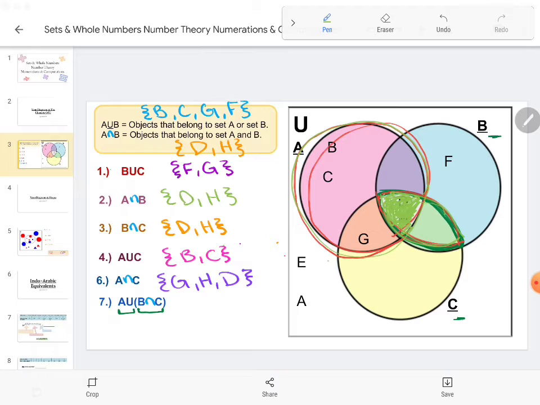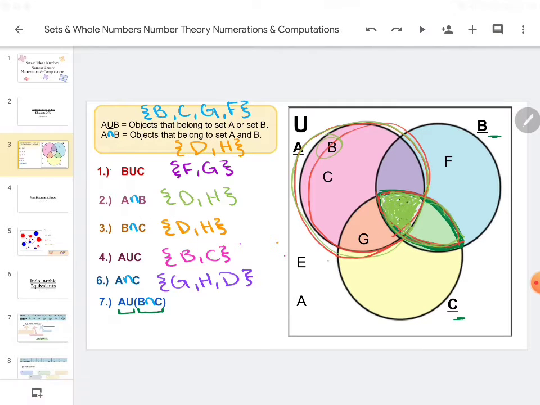Now, in order to find the solution, we need to look through our selected areas, and we need to circle off our letters that are not in the shared section, which would include B, C, G, and we have no letters in this section right here. Therefore, our solution will be B, C, G.